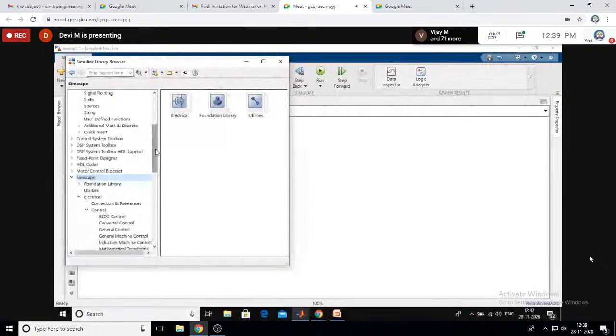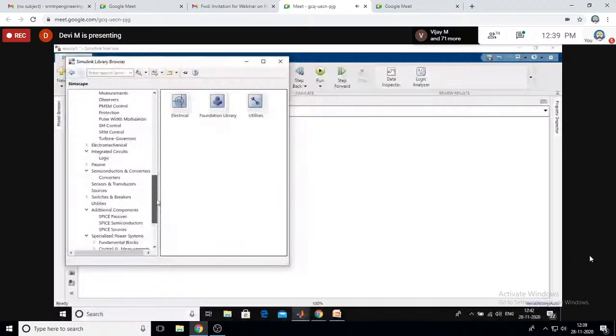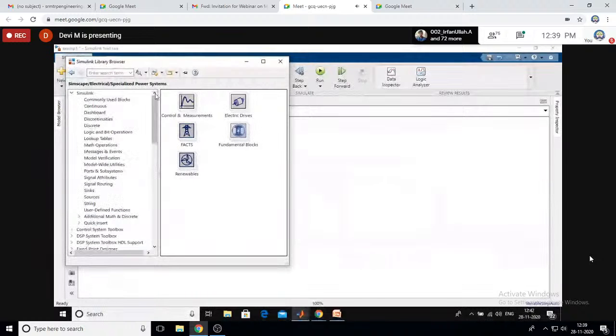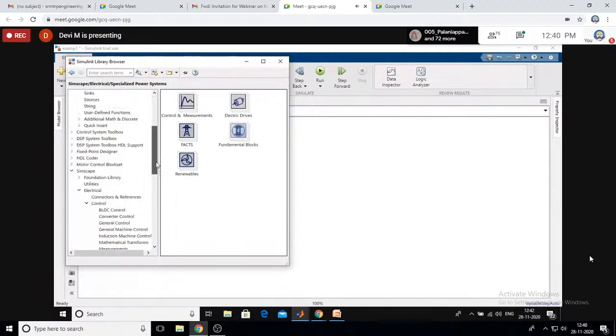So I'm going to specialized power systems, and here I'm going to go for fundamental blocks. This is your Simscape library browser. You have to build your file using this. These are the toolboxes available. In that, I'm going to go for Simscape. If you click Simscape, you will have both electrical components as well as power system components. And here I'm going with power system components.